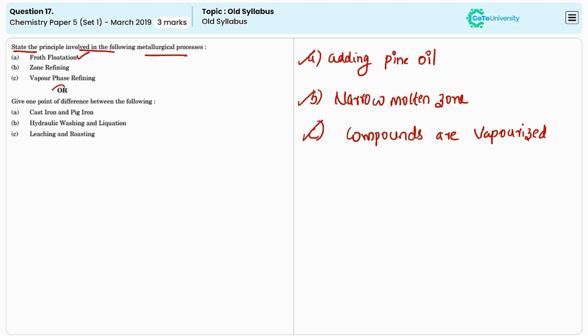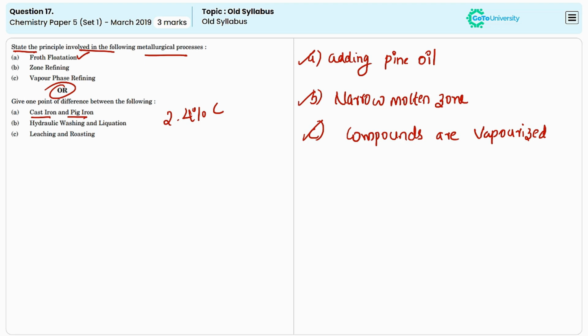Now, let's come to the next question. Here, we need to differentiate between the given terms. The first one is cast iron and pig iron. Cast iron contains 2 to 4% of carbon and is produced by melting pig iron and combining it with scrap steel and limestone. This cast iron is more brittle and hard due to the high carbon content and it is used for making heavy duty items like pipes, stoves and machinery parts.